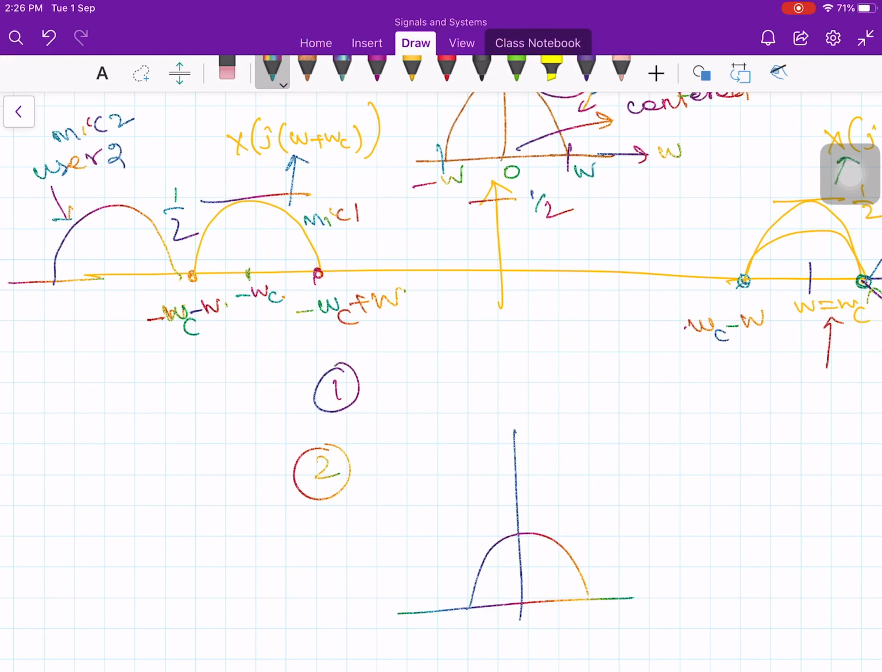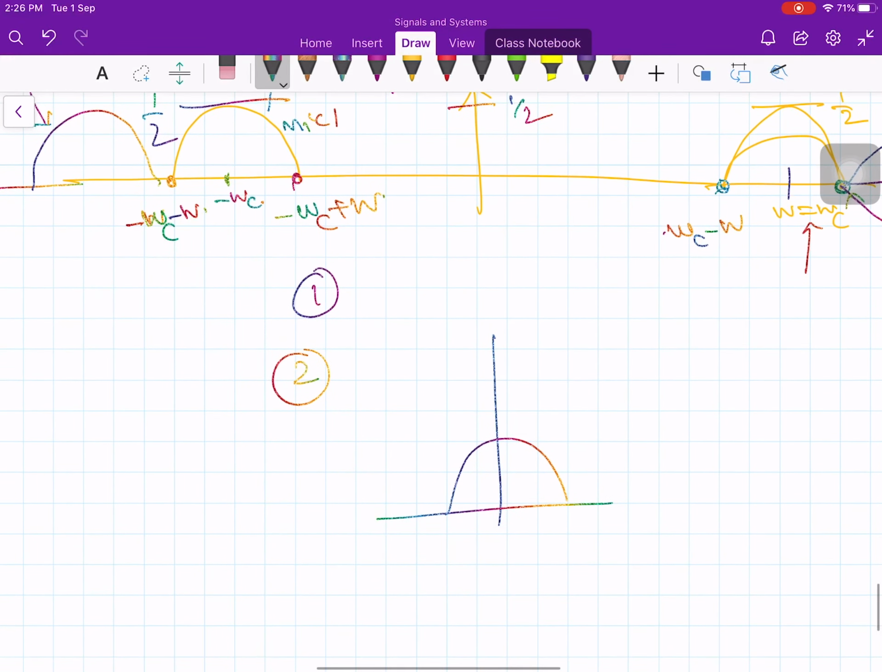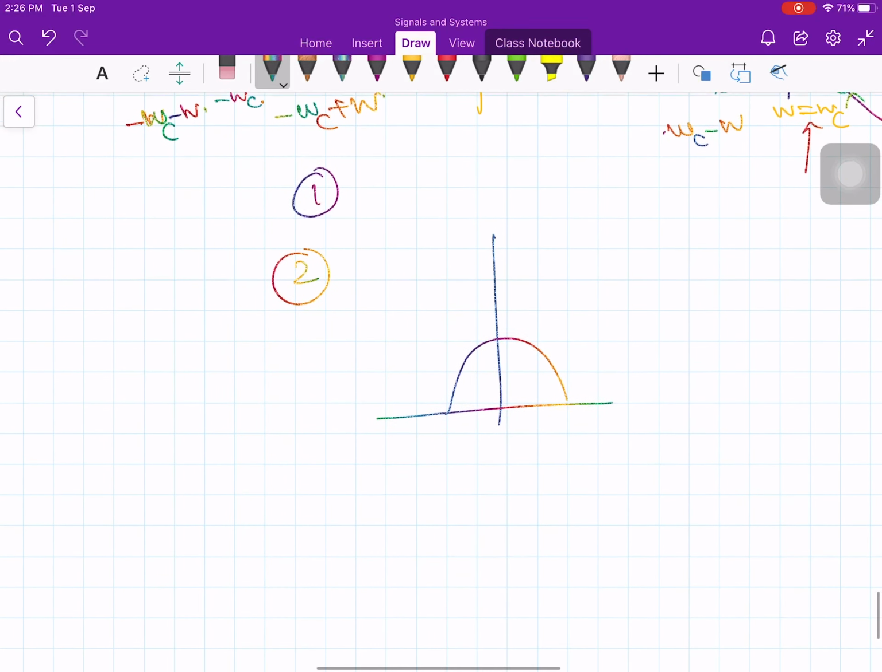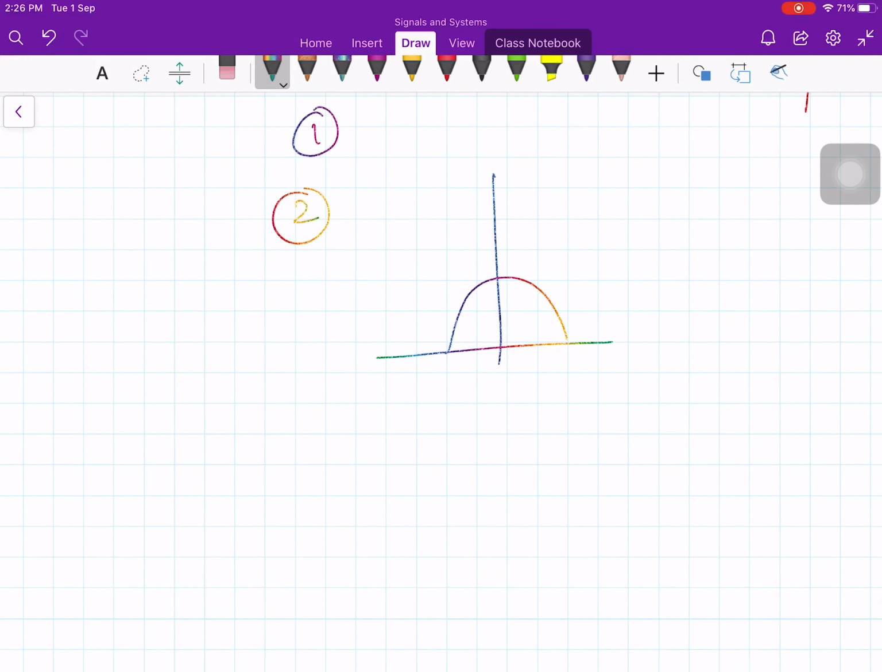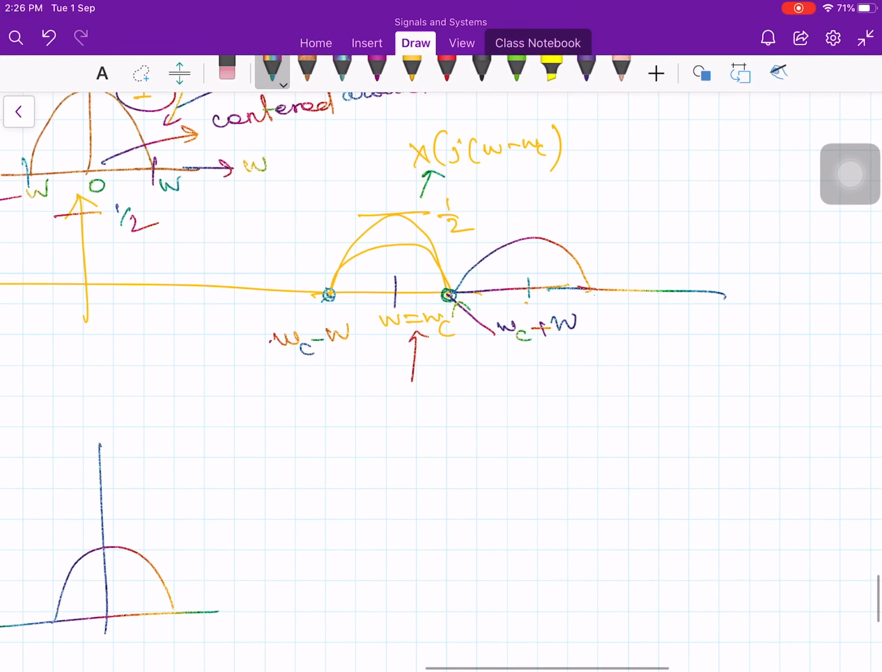We will be studying this in more detail in the next course. You can even put one more user's information also like this. This is called frequency division multiplexing. Frequency division multiplexing is possible through this frequency shifting property.